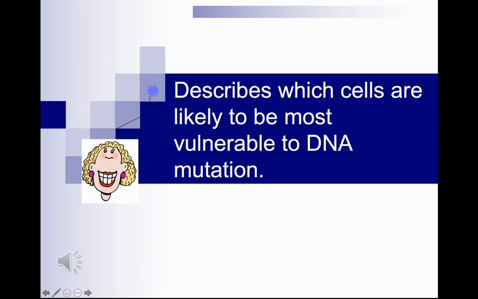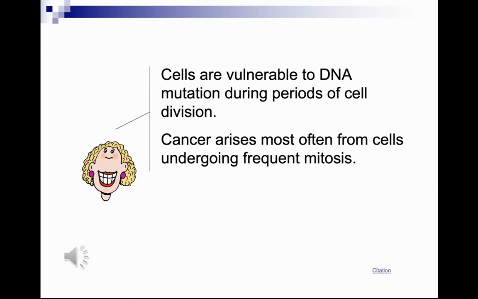We've addressed this objective briefly before, but let's describe which cells are likely to be most vulnerable to DNA mutation. Cells are most vulnerable to DNA mutation during periods of cell division. So cancer arises most often from cells undergoing frequent mitosis, and that would be epithelial cells, which is why most malignancies, or many malignancies, are carcinoma. Carcinoma means an epithelial malignancy.